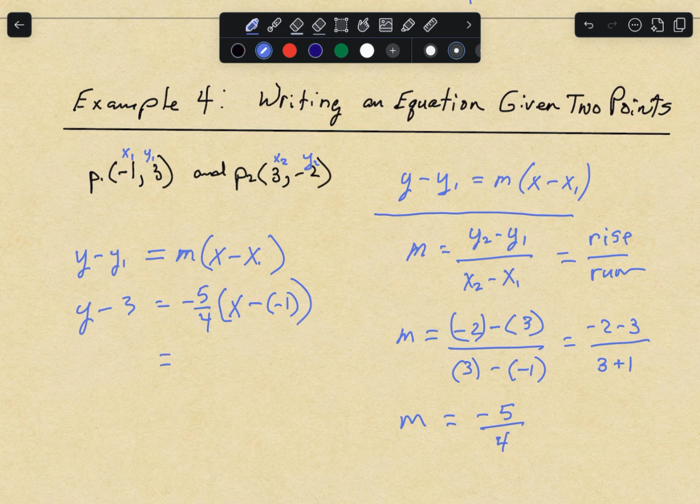And this becomes y minus 3. We can't do anything yet because we have to multiply this out first. So this becomes negative 5 over 4x, and this becomes 5 over 4. This is a plus 1, but it becomes a minus 5 over 4. Let me rewrite that. Minus 5 over 4.